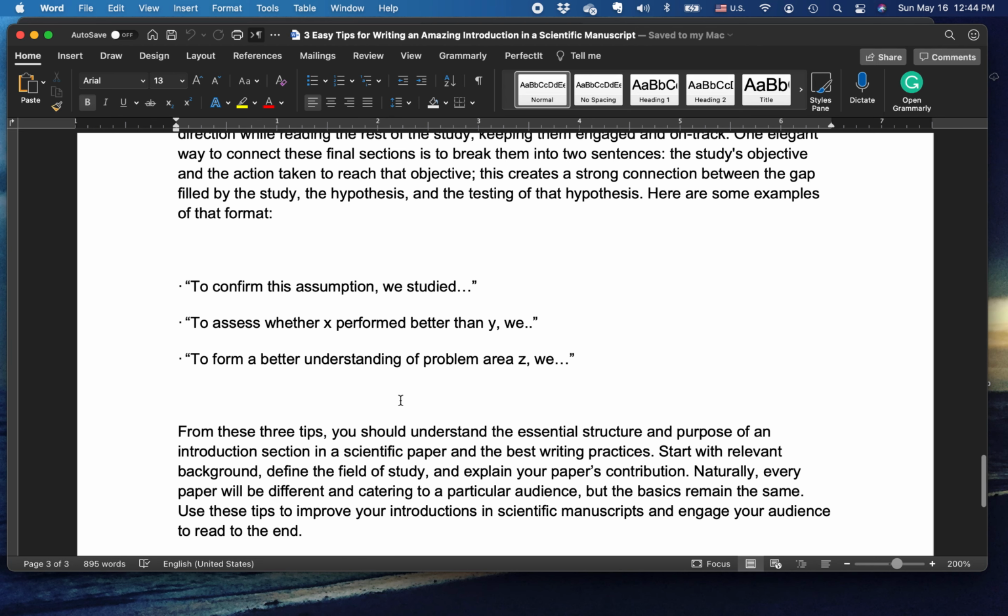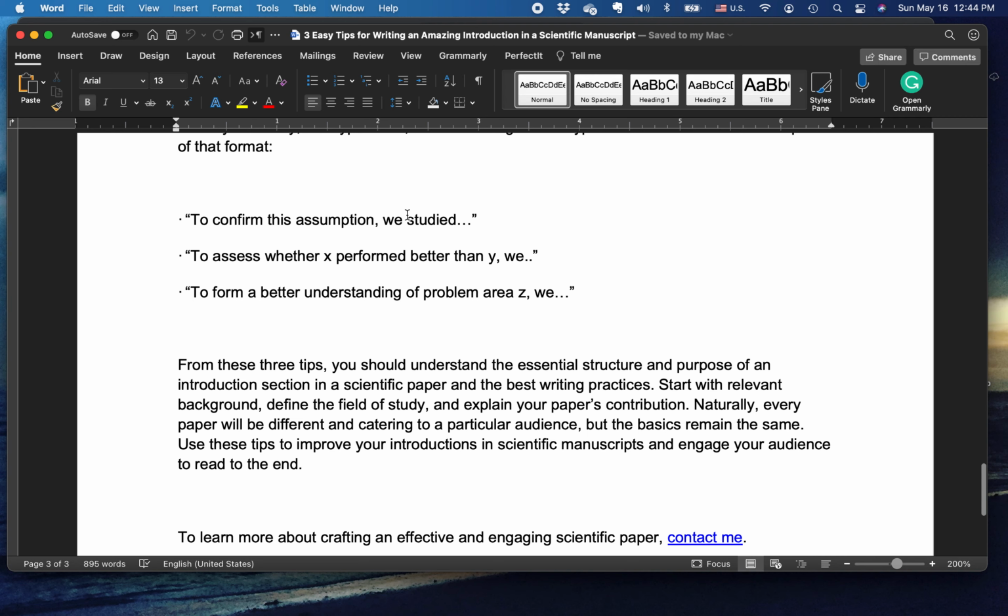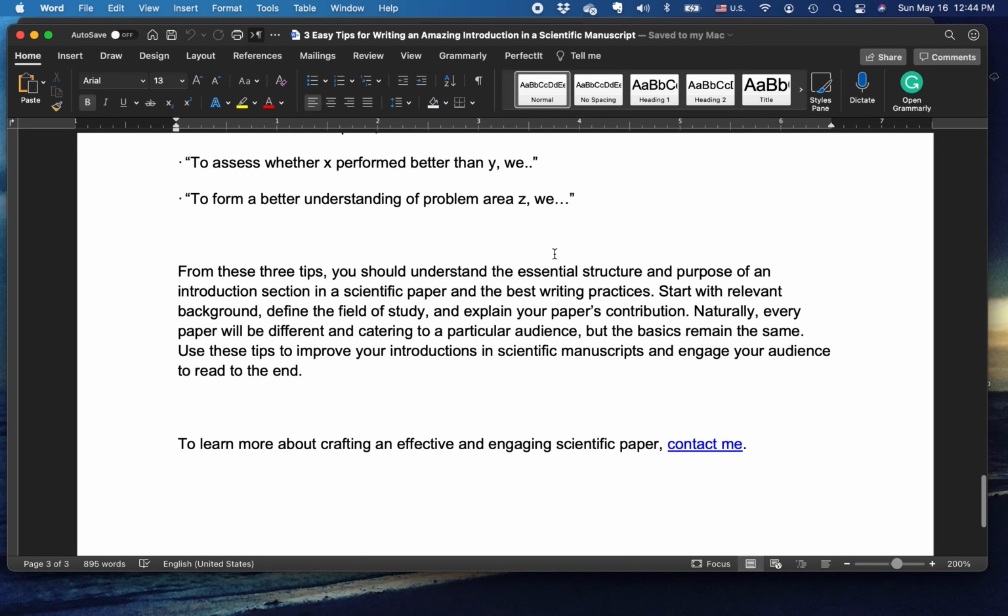So here are some examples. To confirm this assumption, we studied... To address whether X performed better than Y, we did the following... To form a better understanding of the problem, etc., etc.